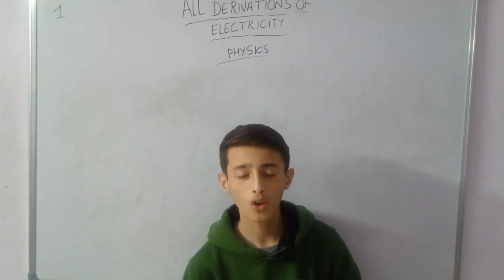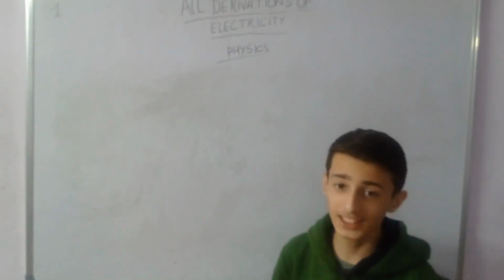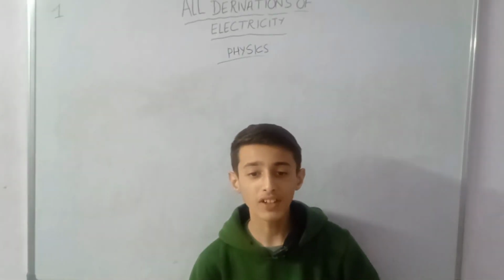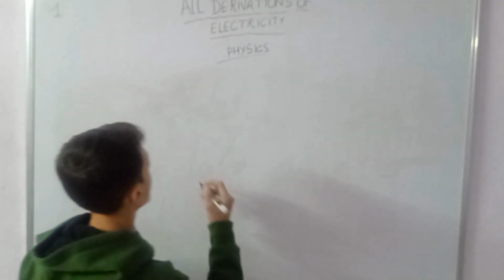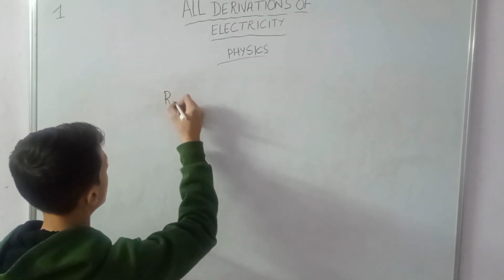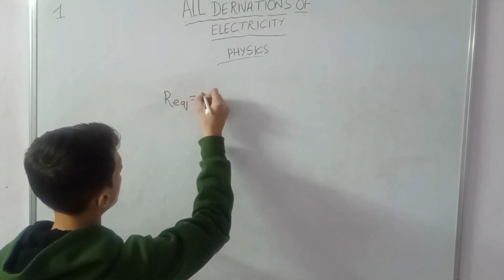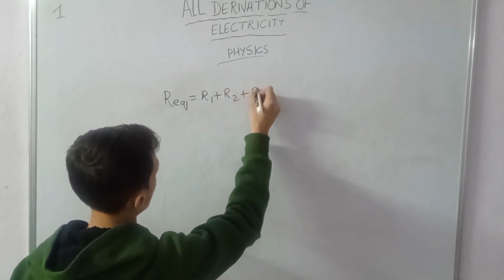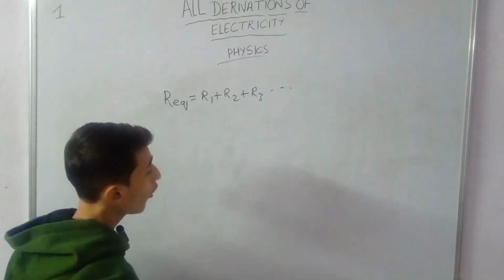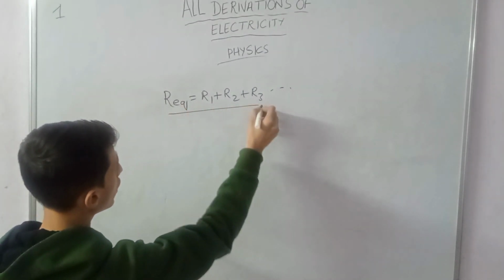Today I will tell you about all the derivations of the chapter Electricity in physics. I will start with when we connect the resistors in series. The formula for that is R equivalent equals R1 plus R2 plus R3. Now we have to prove this formula.